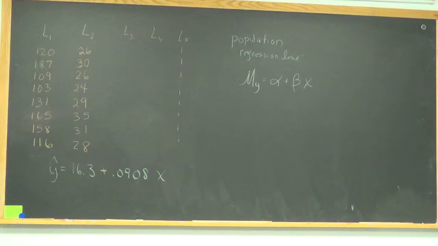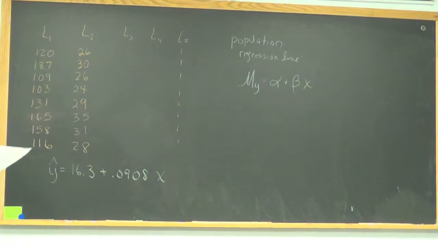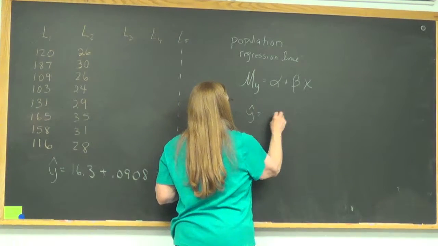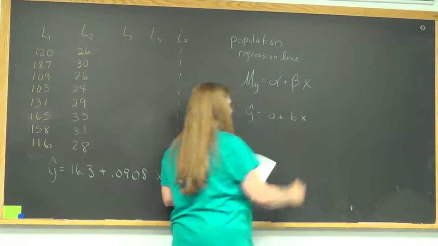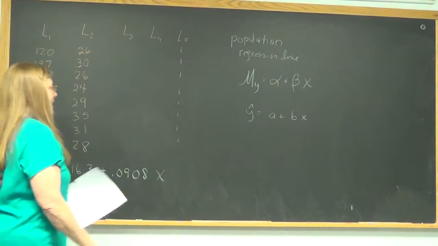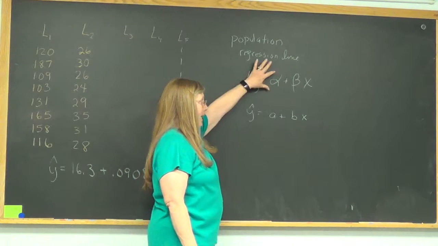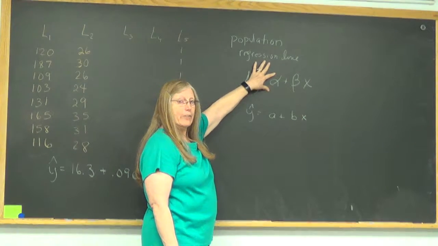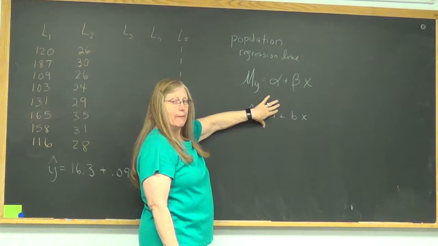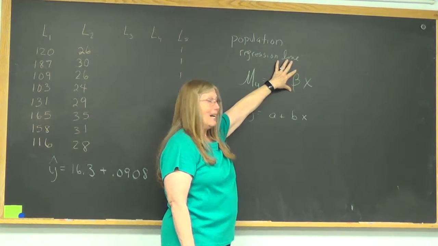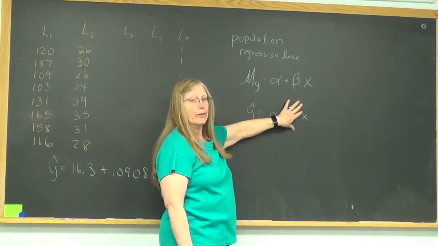Alright, so we have the mean of y equals alpha plus beta x. You'll notice down here, we had y hat equals a plus bx. To make a long story short, we are going to estimate the parameter alpha, which stands for the true blue y-intercept, with our sample A, and we're going to estimate our true blue slope for the whole population, beta, with our sample B.